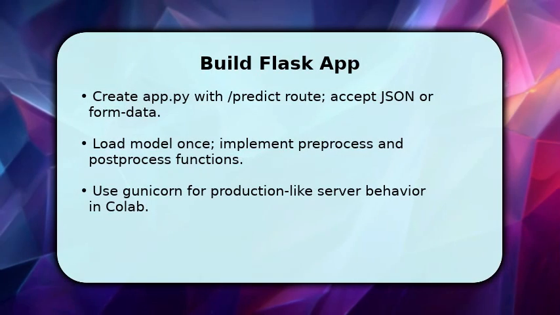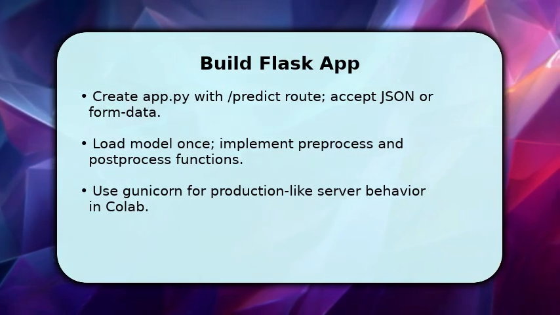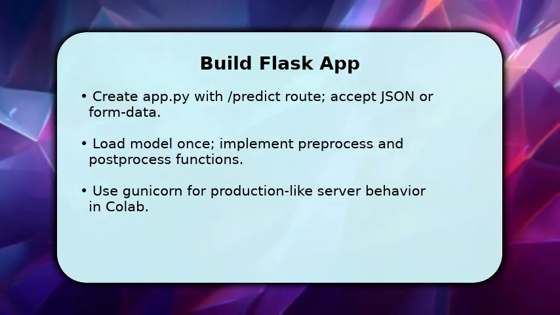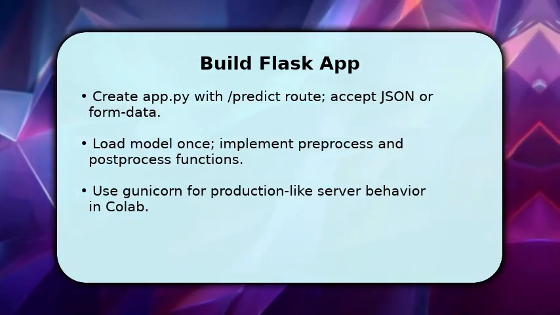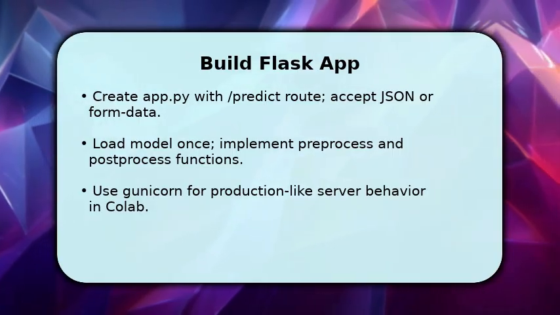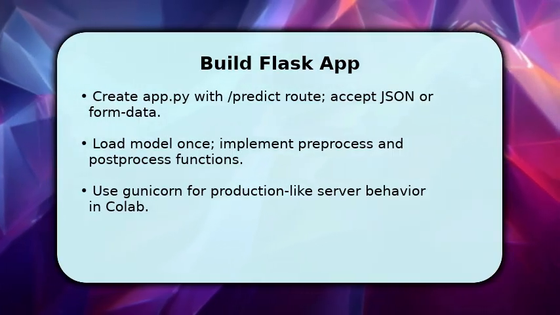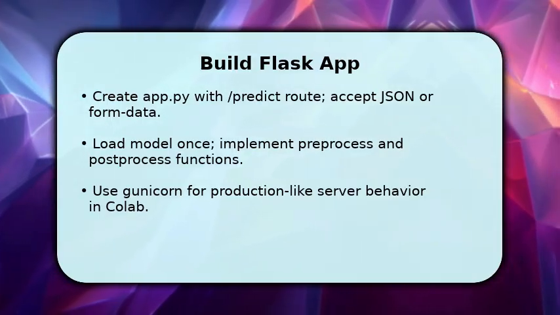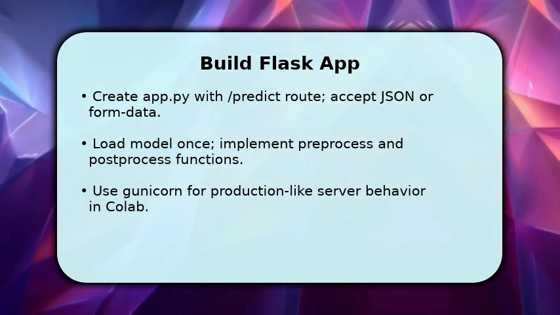You now implement the core Flask endpoints and wiring. Define a /predict POST route that parses JSON, runs preprocessing, calls model.predict, then formats a JSON response. This isolates I/O from model logic. Load the model at module import to avoid reloading per request and ensure thread safety if using Unicorn.